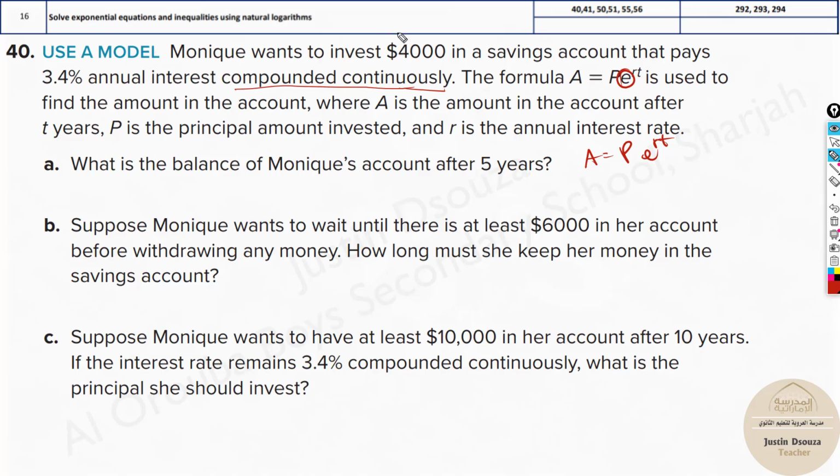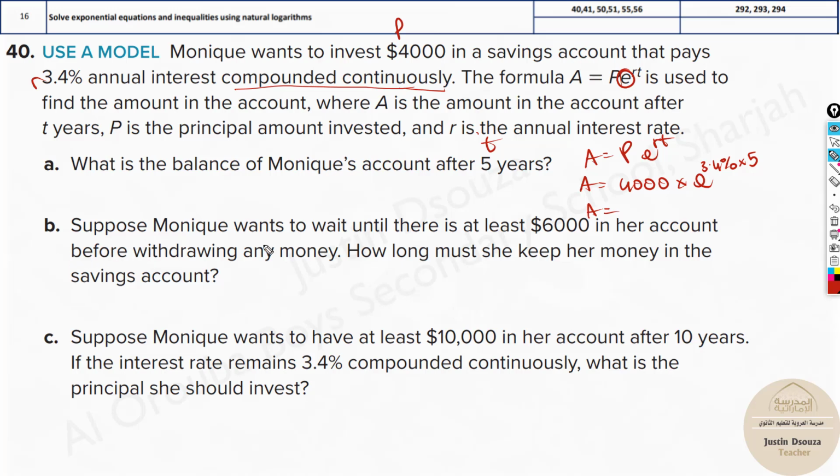They have given all the details. This is P, this is R, and the time is also given. So just substitute to get the amount after 5 years. That would be 4,000 multiplied by e to the power R, which is 3.4%. You can write it as a percent directly in the calculator, and time is 5. Just put it in the calculator and that will be the answer. We will do it in a while.